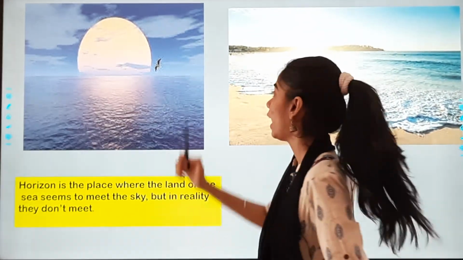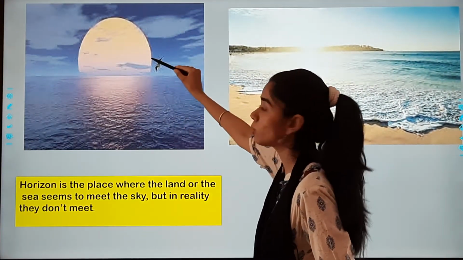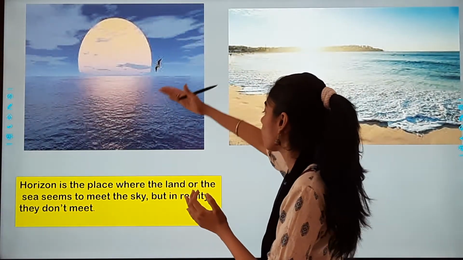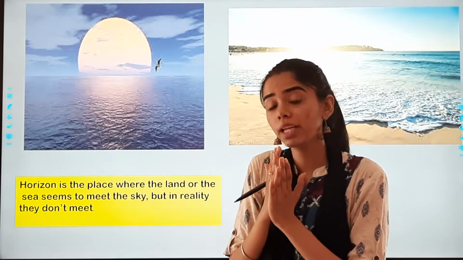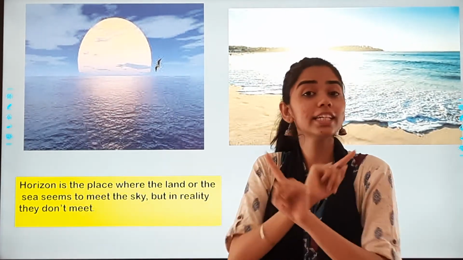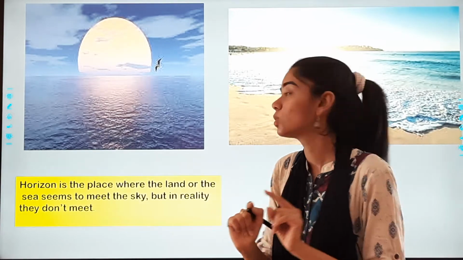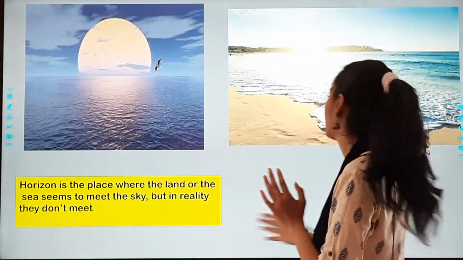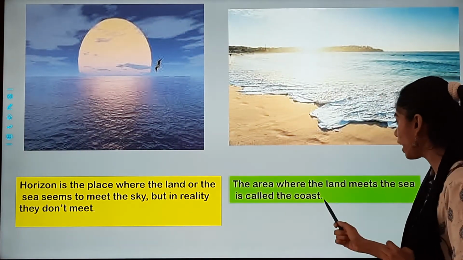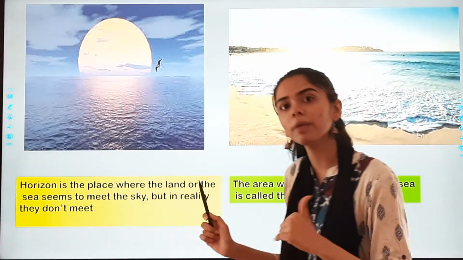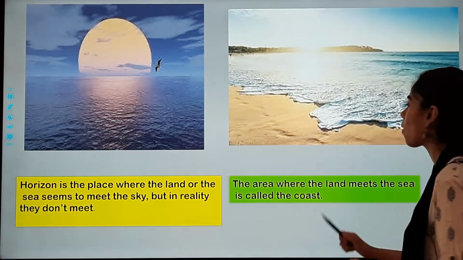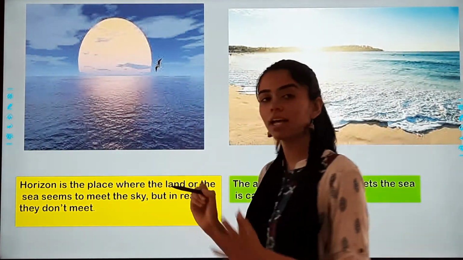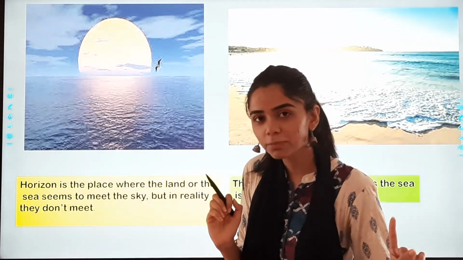What do you feel? ऐसा लग रहा है कि sun और जो water है वो मिल रहे हैं, है ना? ऐसा लग रहा है कि sky और water they seem to meet, but in reality it is not true. In reality, ये meet नहीं कर रहे हैं. But the area where the land actually meets the sea is called the coast. So, जब हम देखते हैं, इसमें हमें लगता है that they are meeting, but they are actually not meeting.